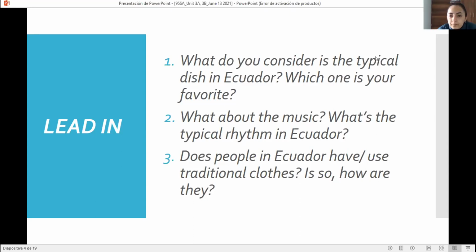So, who wants to help me with question number 1? ¿Quién ya se acordó? ¿Quién ya sabe cuál es el plato típico que más les gusta?